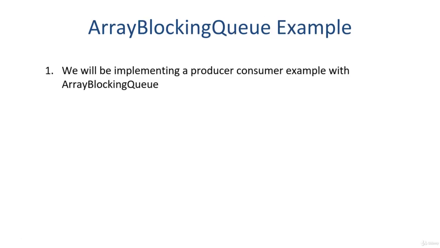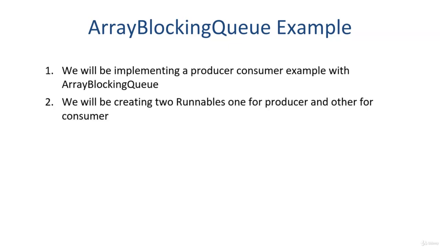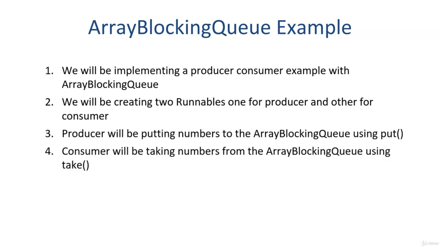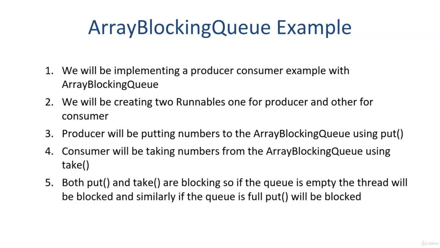ArrayBlockingQueue example. We will be implementing a producer-consumer example with ArrayBlockingQueue. We'll be creating two runnables, one for producer and the other for consumer. Producer will be putting numbers to the ArrayBlockingQueue using put. Consumer will be taking numbers from the ArrayBlockingQueue using take. Both put and take are blocking, so if the queue is empty, the thread will be blocked, and similarly, if the queue is full, put will be blocked. Now let's implement this example in IntelliJ.